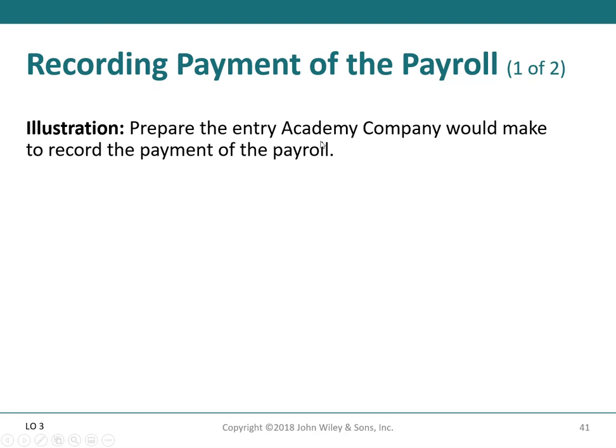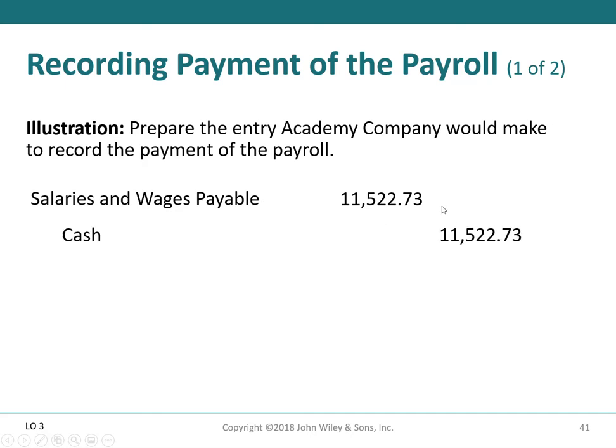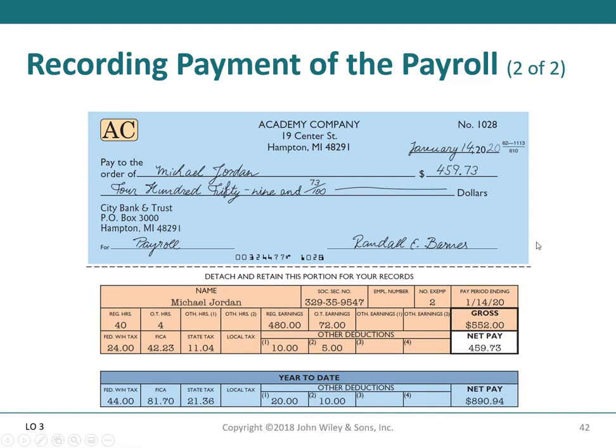Prepare the entry Academy Company would make to record the payment of payroll. Salaries and wages payable, cash. So we're going to debit salaries and wages payable because now we're paying it. So we're going to debit the liability to reduce it and credit cash. And here's what the paycheck looks like.